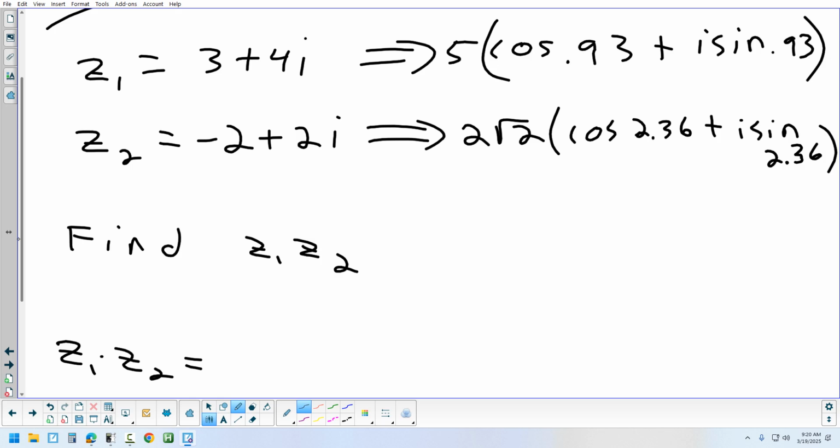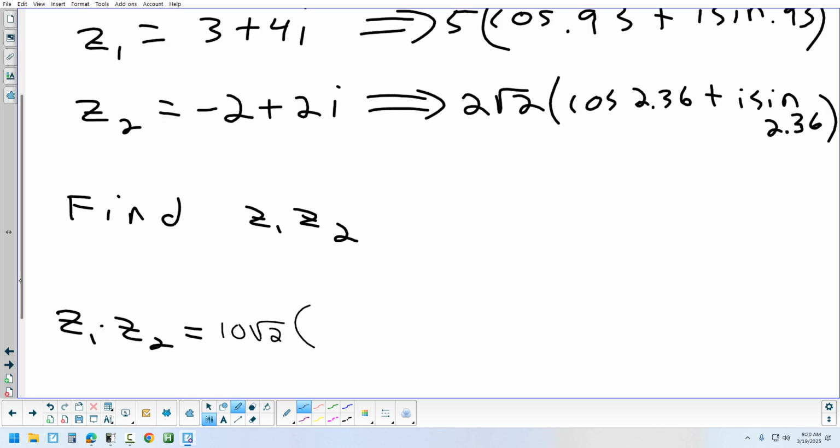Yep. Multiply them. Dex, what's my first radii? 5. And my second one? 2 root 2. So if we multiply 5 times 2 root 2, that's 10 root 2. And that is a proper answer. There's no square root in the bottom, so you could leave that as a final answer. You're good. Okay, so that's your radius.